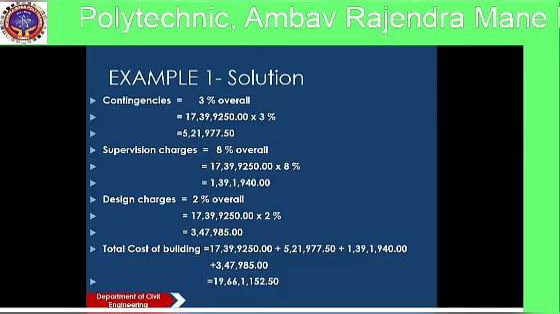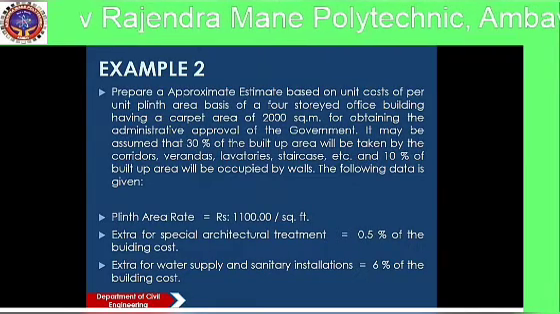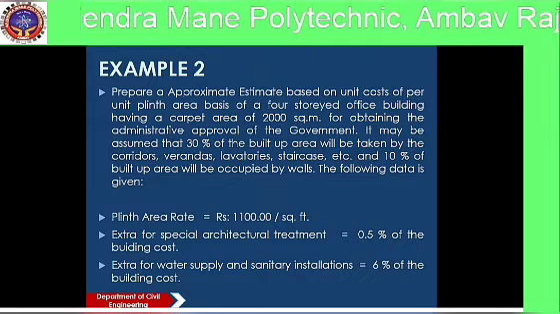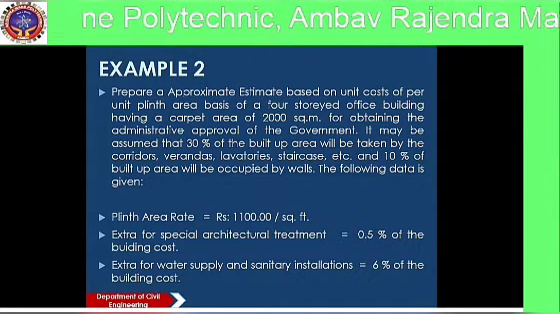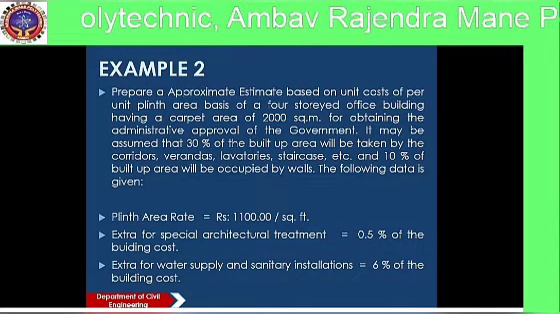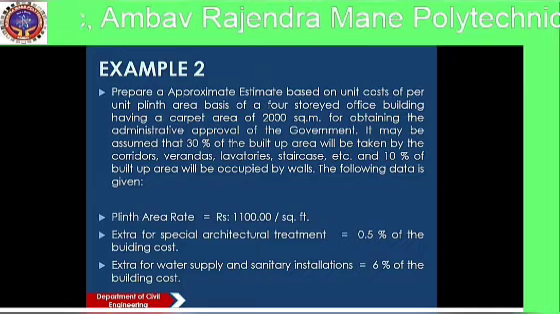1,500 square meter area. Then example 2. So prepare an approximate estimate based on unit cost per unit plinth area basis of a 4-storied office building having carpet area of 2,000 square meter.